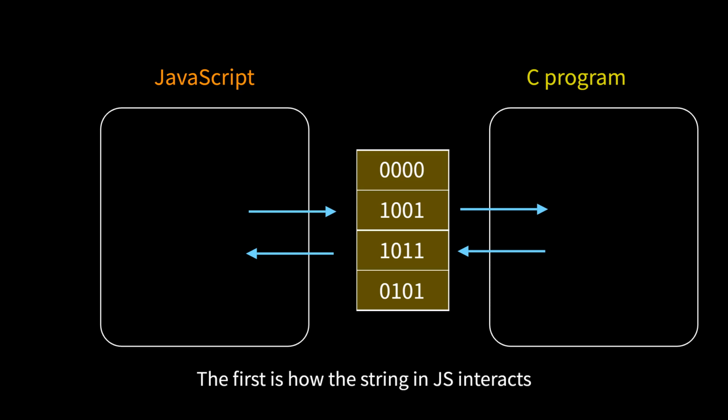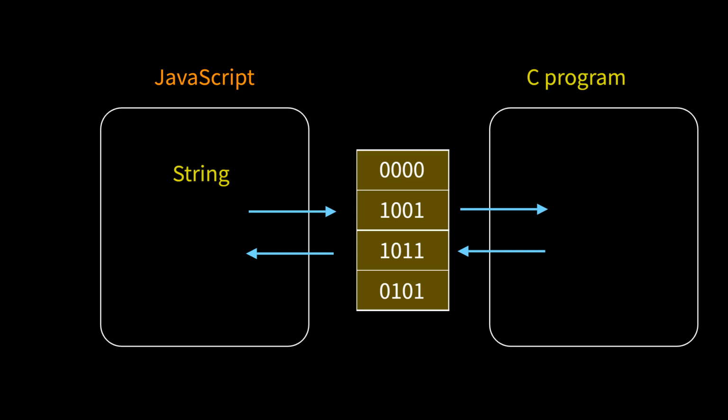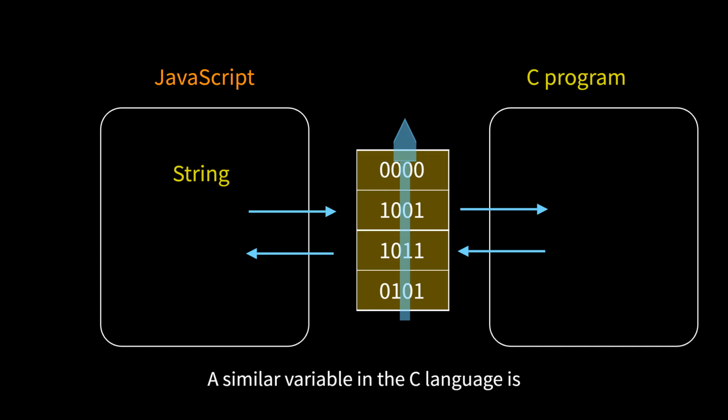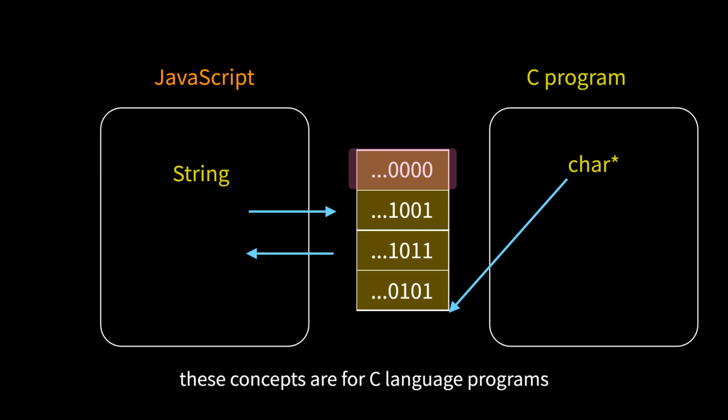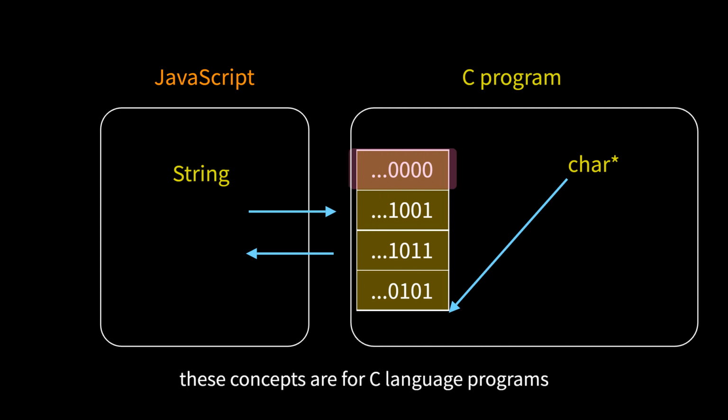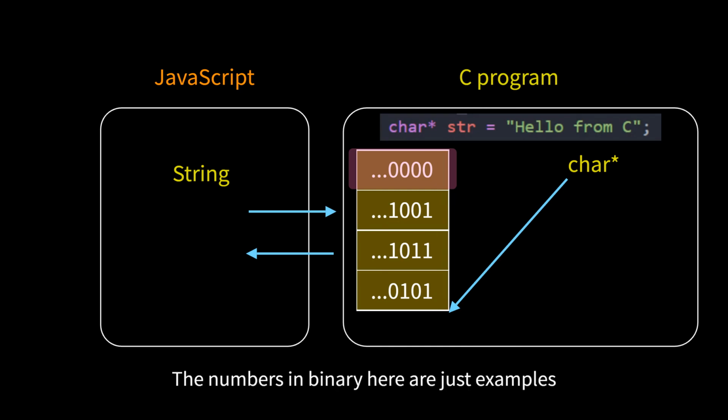The first is how the string in JS interacts with the C program. The memory here is assumed to be read from bottom to top. A similar variable in the C language is an array of char characters, which is actually a pointer. A char pointer points to the beginning of the array. Each unit is a character encoding and is 8 bits in size. A part is omitted here, and it finally ends with 0. Well, these concepts are for C language programs. The numbers in binary here are just examples.